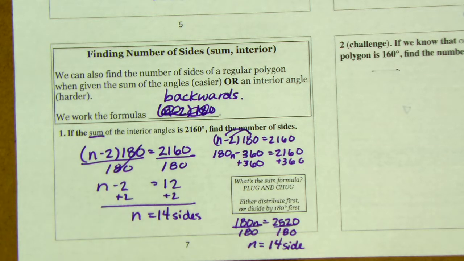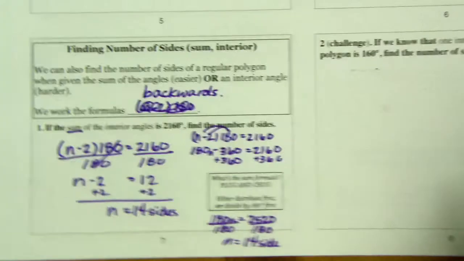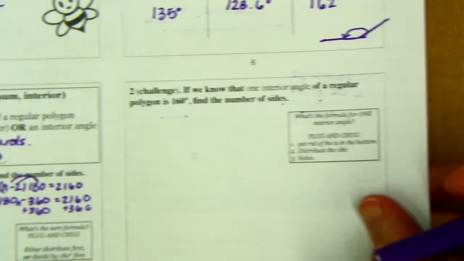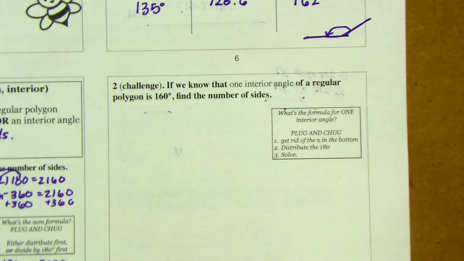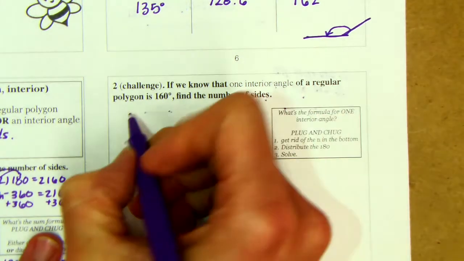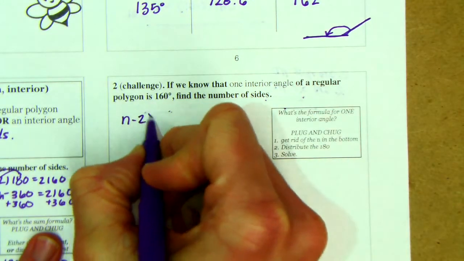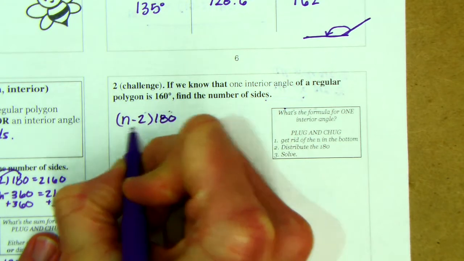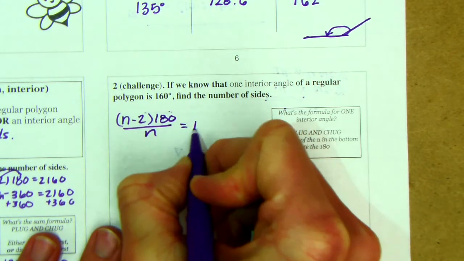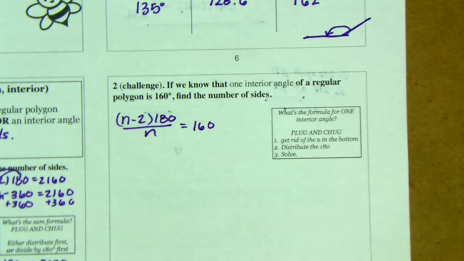All right, what if they just give us one angle and they tell us it's regular? Okay, well, again, a couple ways you could do this. One angle is found by taking n minus 2 times 180 and dividing by n. That's how we get 160.